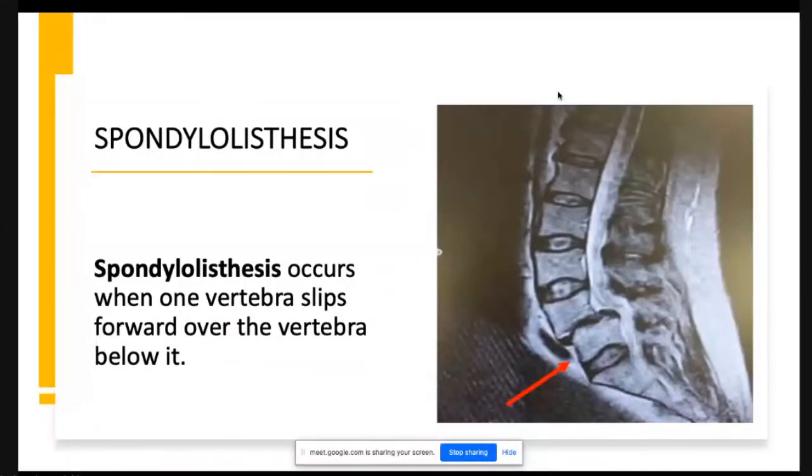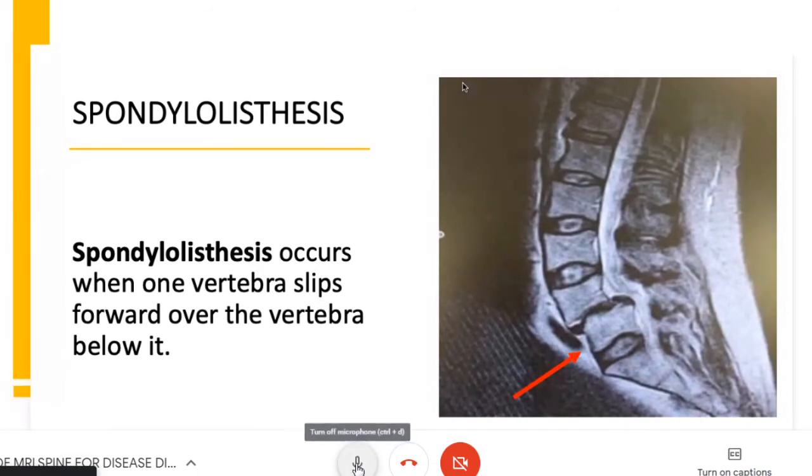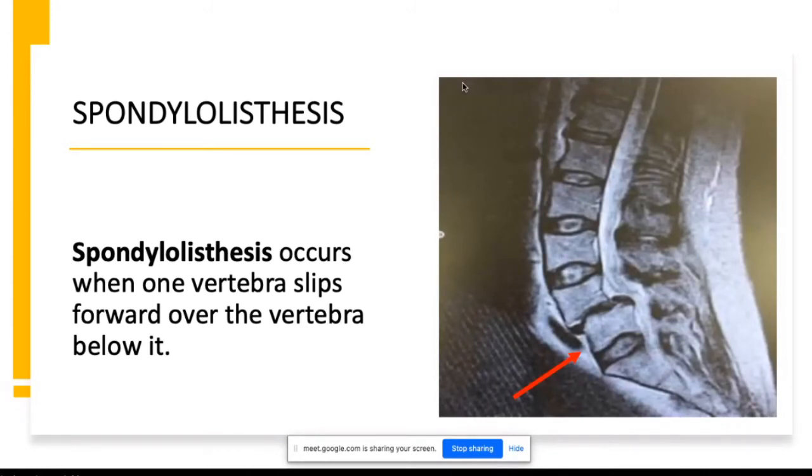Next is spondylolisthesis. Spondylolisthesis occurs when one vertebra slips forward over the one just below it. You can see in the picture, at the arrow mark, we have the upper vertebra L4, and L5 is displaced from its normal position. So this one we are calling spondylolisthesis. Listhesis means there is a displacement, and this displaced vertebral body causes damage or injury to the nearby structures, especially here related to the spinal cord.